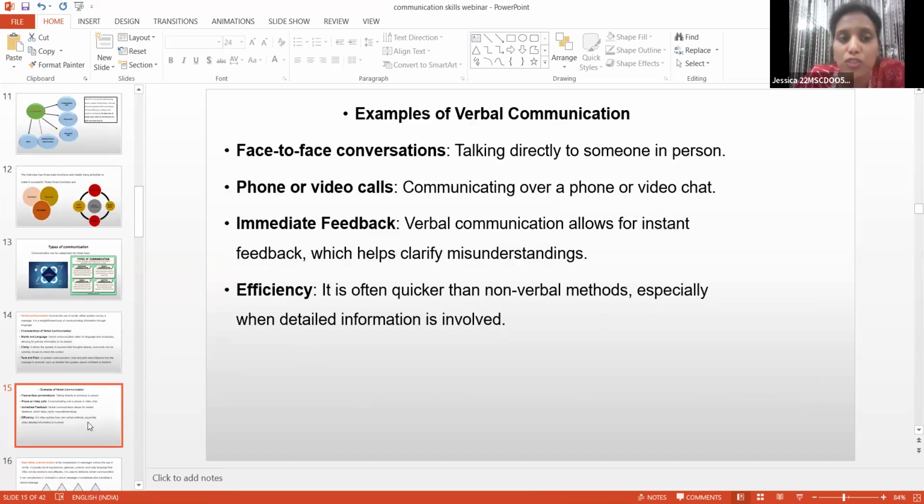Now, examples of verbal communication could be face-to-face conversation, talking directly to a patient, phone or video calls. Nowadays, it's an era of e-communication where we do everything through technology, like WhatsApp or Google chat. So communicating over phone or a video chat is also a form of direct communication. Immediate feedback: in verbal communication we are able to get a direct verbal feedback immediately, which clarifies much of the misunderstanding that might otherwise take place while communicating. Why is it more efficient? Because it's a much quicker way of communicating, especially when we want detailed information. Verbal communication is much better and quicker than the other forms of communication.